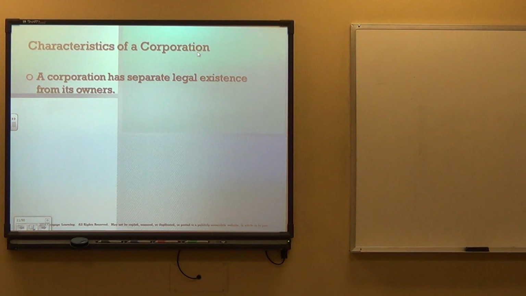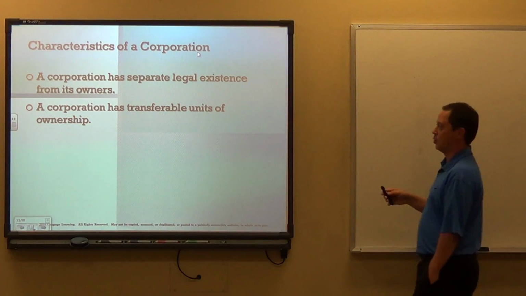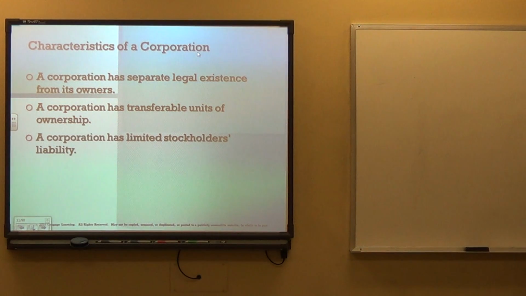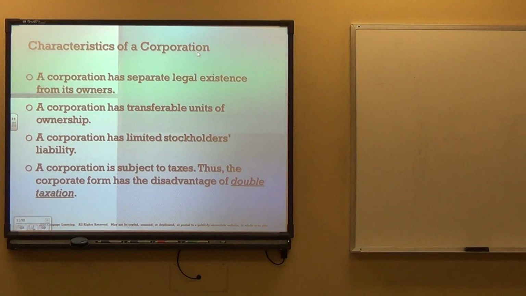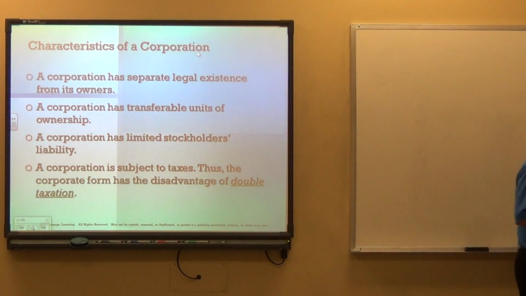So a corporation has a separate legal existence from its owners. A corporation has transferable units of ownership. You transfer that. And a corporation has limited stockholders' liability. Again, they're not going to be liable if something happens, typically, as long as it's within the framework there. And then a corporation is subject to taxes. And then we'll talk about double taxation and what that means. So there's double taxation as a part of that.